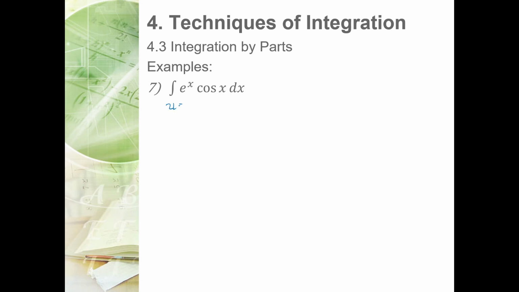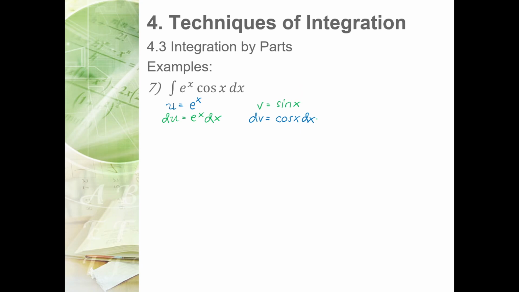Okay, so let's start with u and dv. For u, what's the complicated term here, cosine or e to the power of x? For me, the best way is to let dv be cosine x dx, because the e to the power of x will keep coming back, right? My derivative for e to the power of x is still e to the power of x. So du is equal to e to the power of x dx, and my v is positive sine x.